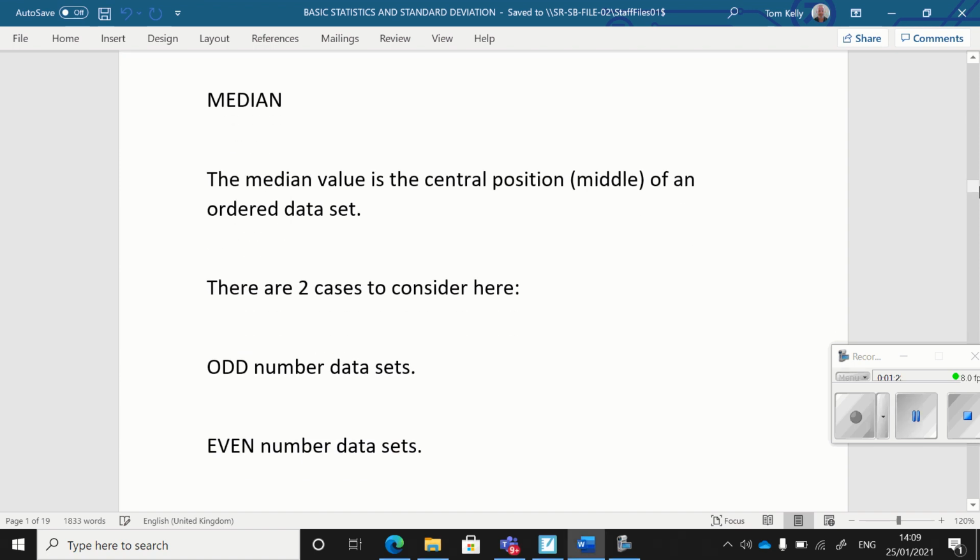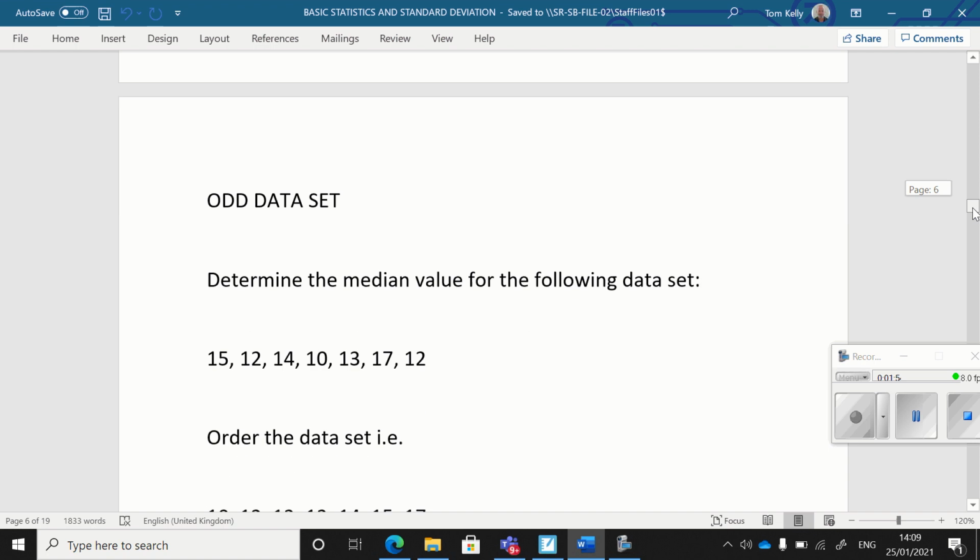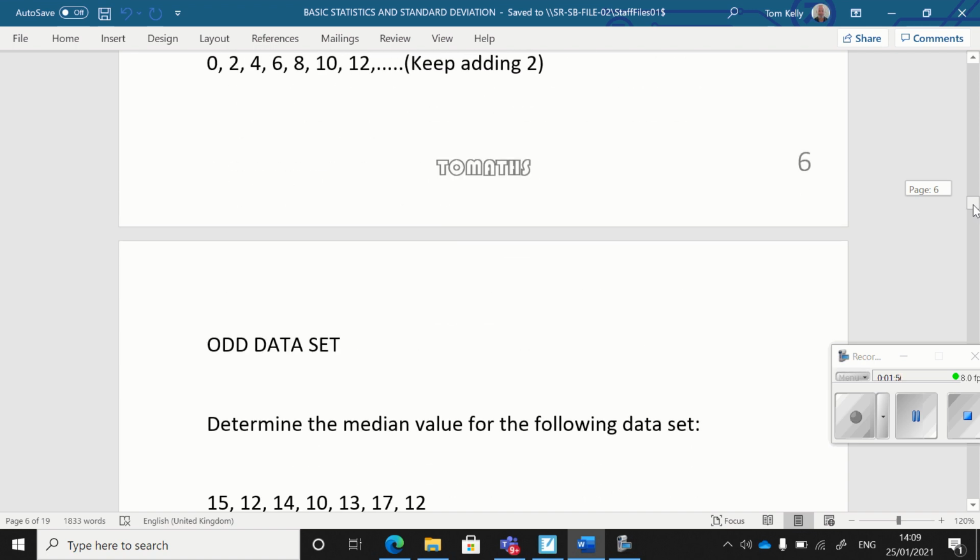So I'm stopping there because there's two things that we have to be aware of. Is it an odd number data set or an even number data set? Odd numbers, we're talking things like 1, 3, 5, 7, 9, just add 2, and you know what happens here. Even, technically you're starting at 0, but that means you have no numbers. 2, 4, 6, 8, etc. So this is just a little reminder. So there you go, get a data set there.